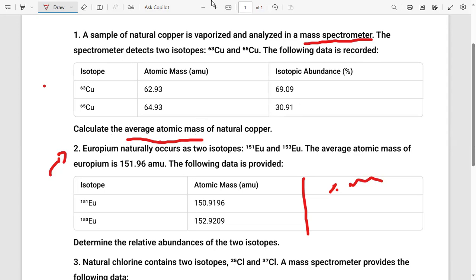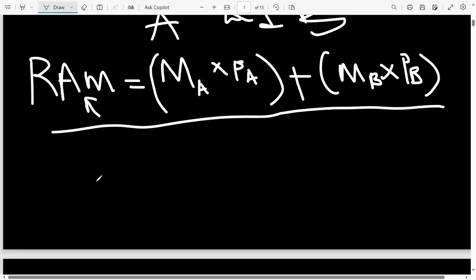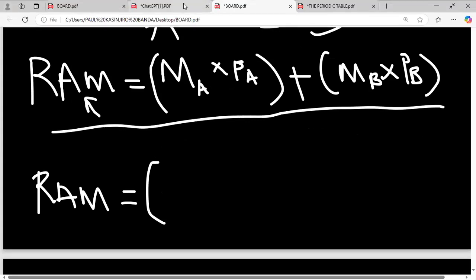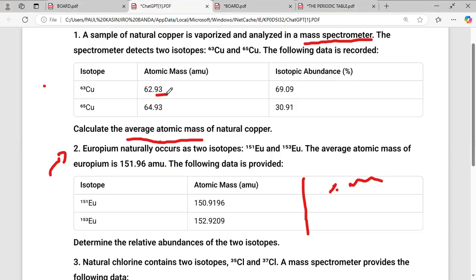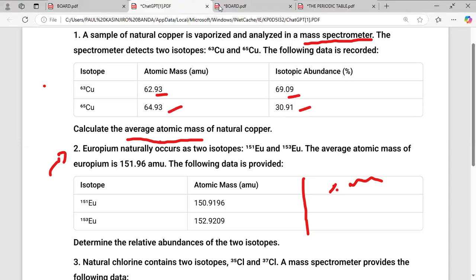So this average atomic mass is the same as the relative atomic mass. Okay, so let's calculate. We're going to say the relative atomic mass. Notice that we only have 2 isotopes. So the mass of chlorine 33 is this guy, and then we multiply it by this percentage, and then plus this guy multiplied by this percentage.